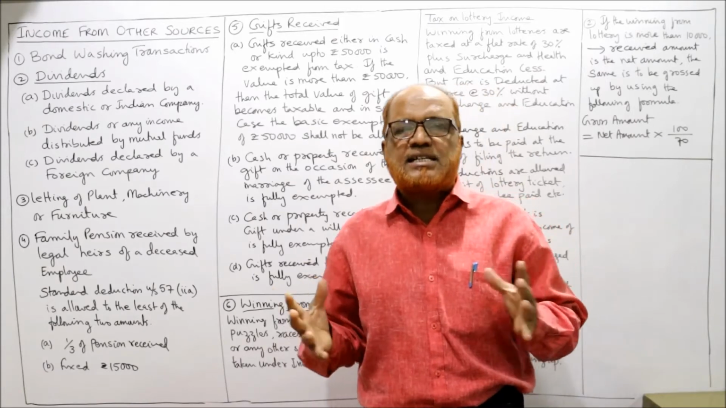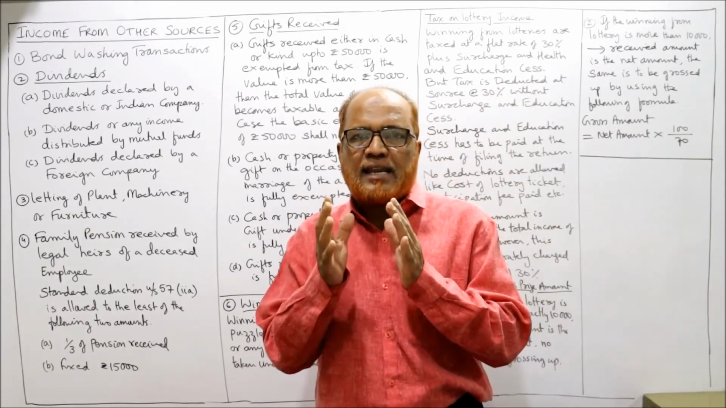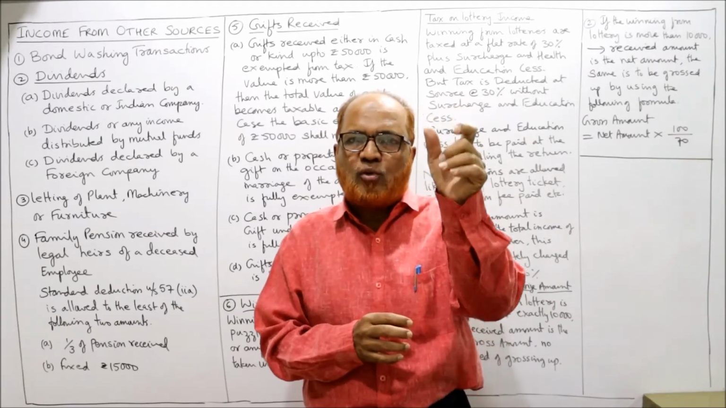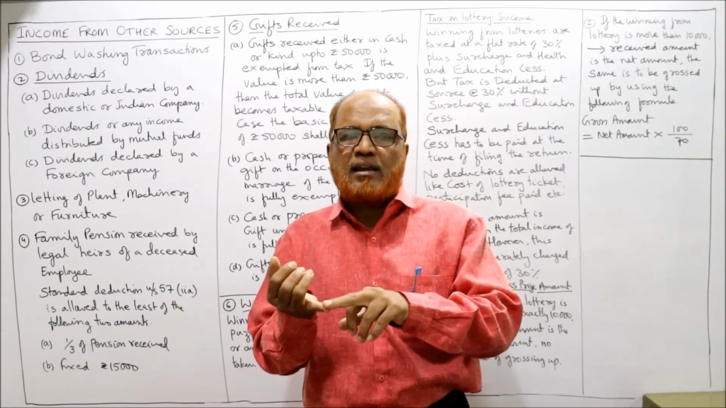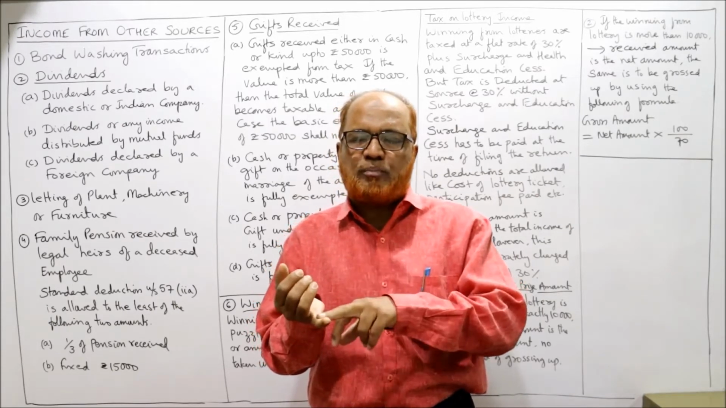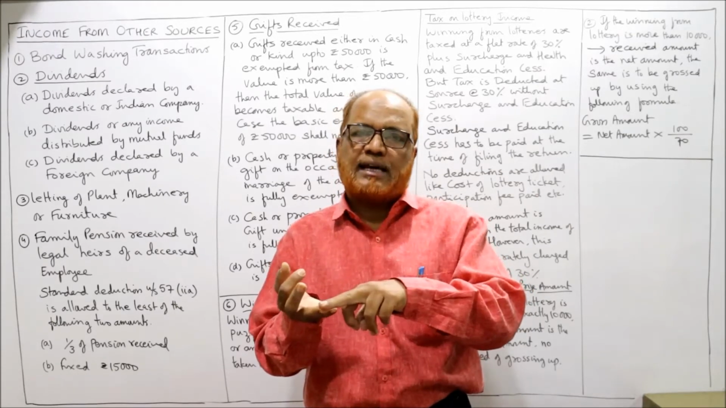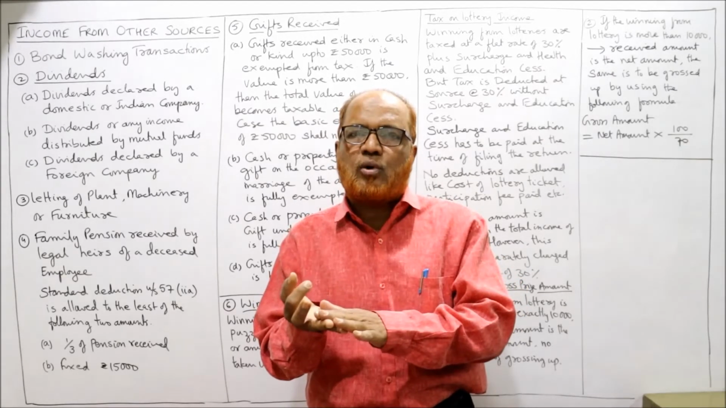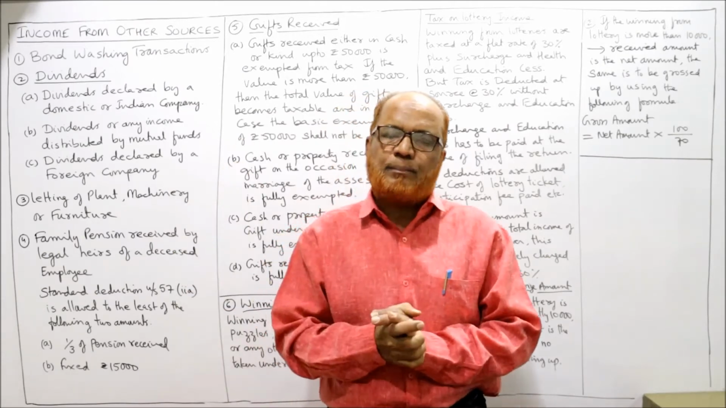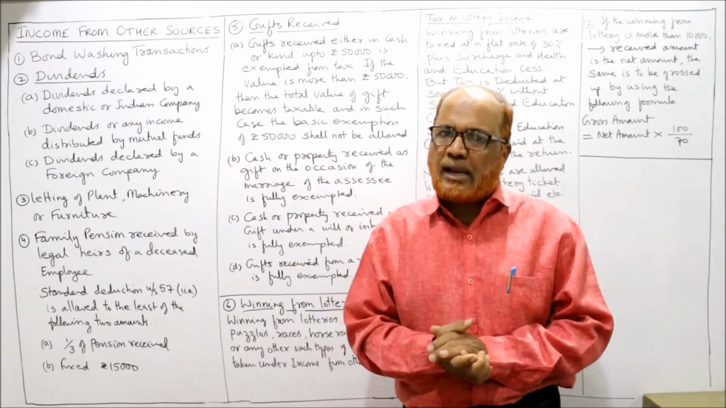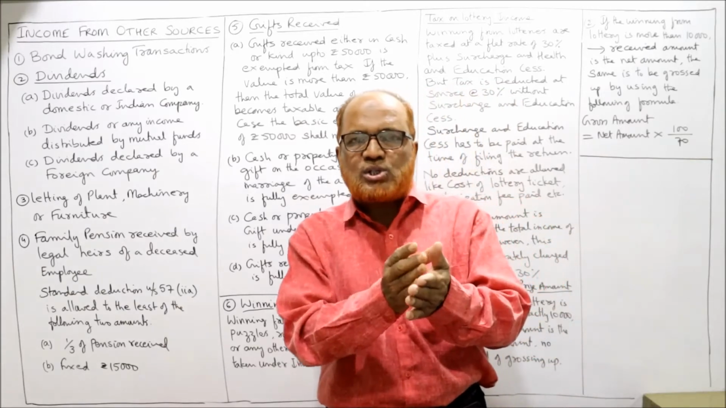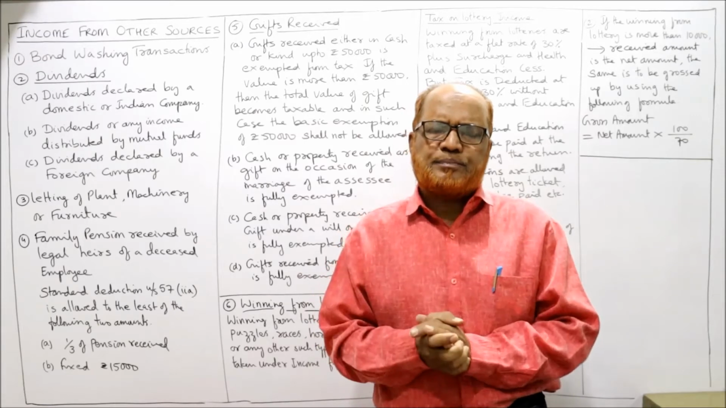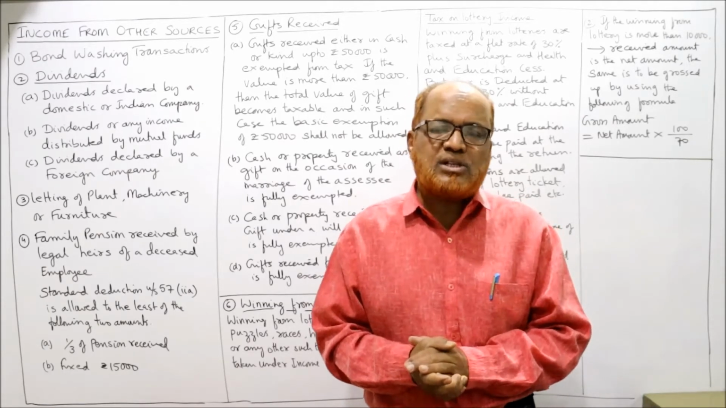I have explained in detail that this is a residual head. That means if any income does not fall in the first four categories, income from salary, income from house property, profits and gains of business or profession, capital gain, then it will be taxable under income from other sources. It's a residual head. So we cannot give an exhaustive list of the income that will appear in this head, but we can take few examples of incomes.